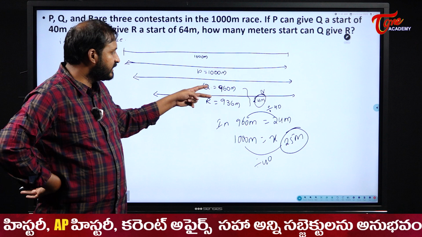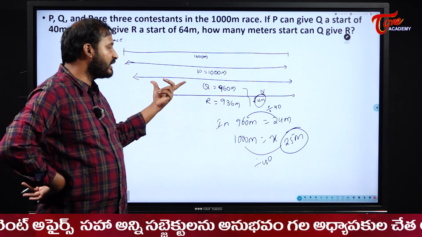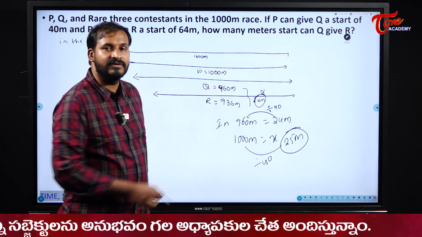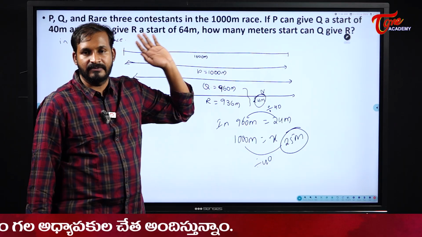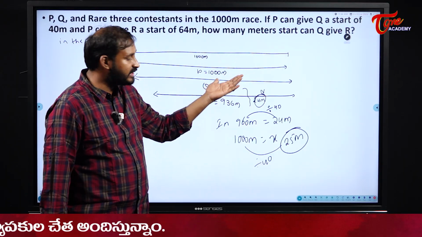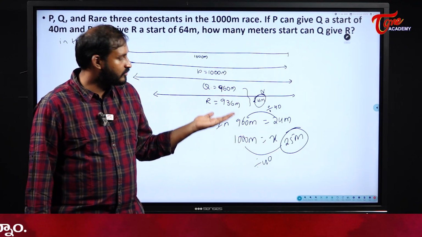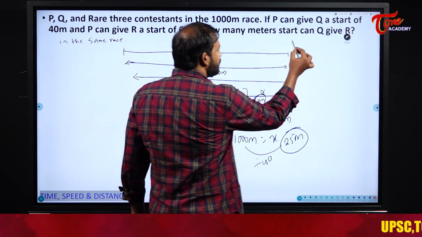Understood? Don't take the difference directly. Yes, you should find the difference, but that race is for what? If Q runs for 960 meters, R will run for 936 meters. But the race is for what? 1000 meters. So if Q runs for 1000 meters, R will give how much start? That is the meaning of this one, students. So please be careful with this one. Okay, this question is very, very important.